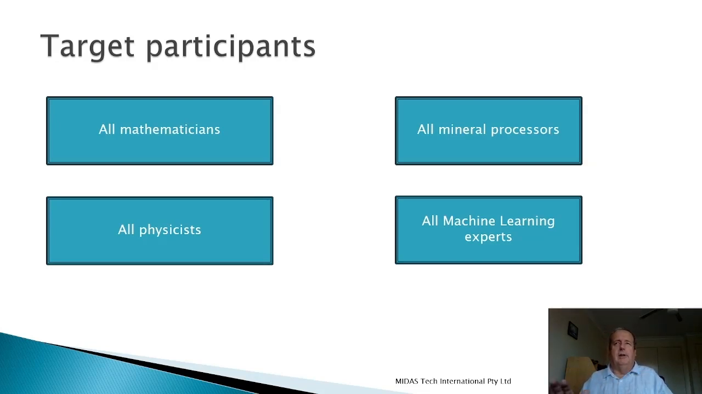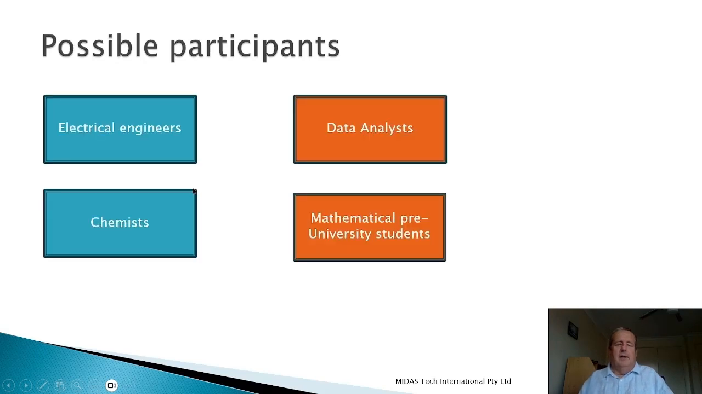And machine learning experts. Now, information theory provides a basis for machine learning, a style of machine learning, which will be made available in future courses. Other participants: electrical engineers, chemists, data analysts, and good mathematicians who are about to start university. This will give you an enormous advantage over your colleagues when you go to university.